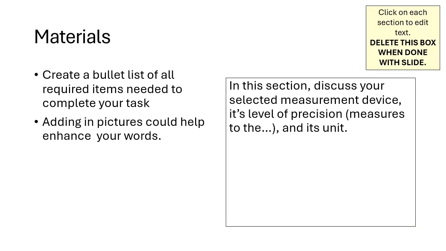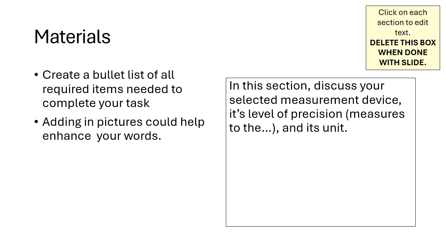This slide will have your list of materials. We've already started to create a bullet list for you, so you can just delete the text that you don't need and add in the text that you want to create a bullet list of all the required items needed to complete your task. You might want to add in pictures. It could help enhance your words. And a bullet list is the one with the little black circles next to the words. And PowerPoint automatically does this for you. So if you just click where we put the text there and delete our text and change it, as you hit enter, it should add new bullet points.